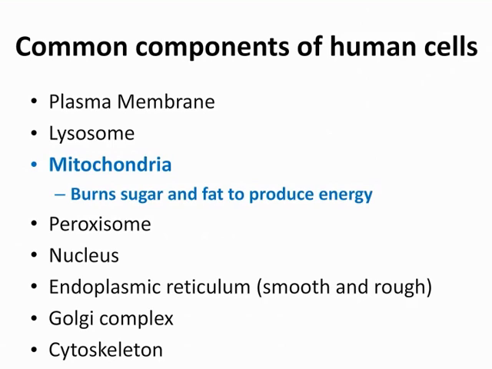So objective 5 talks about understanding the mitochondria, structure, and function. So remember, mitochondria is your big powerhouse for energy. So it burns sugar and fat to produce energy.